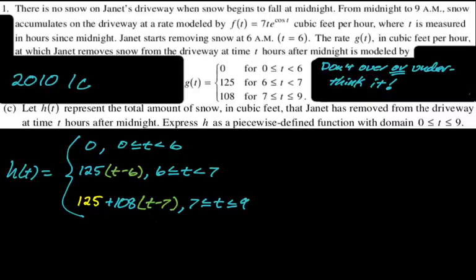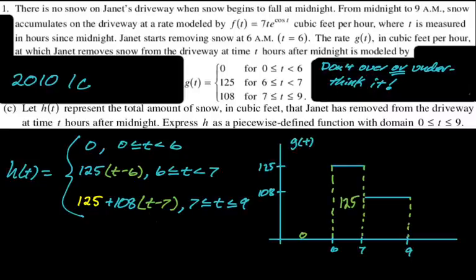I would like to point out that if you graph g of t, thinking of integrals, you can work out what should be happening here, right? Between 0 and 6, there is nothing. The integral of g of t from 0 to 6 is 0 for sure. From 6 to 7, you definitely get 125. So between 0 and 7, she's only removed 125 cubic feet. That's what I'm trying to get at there.